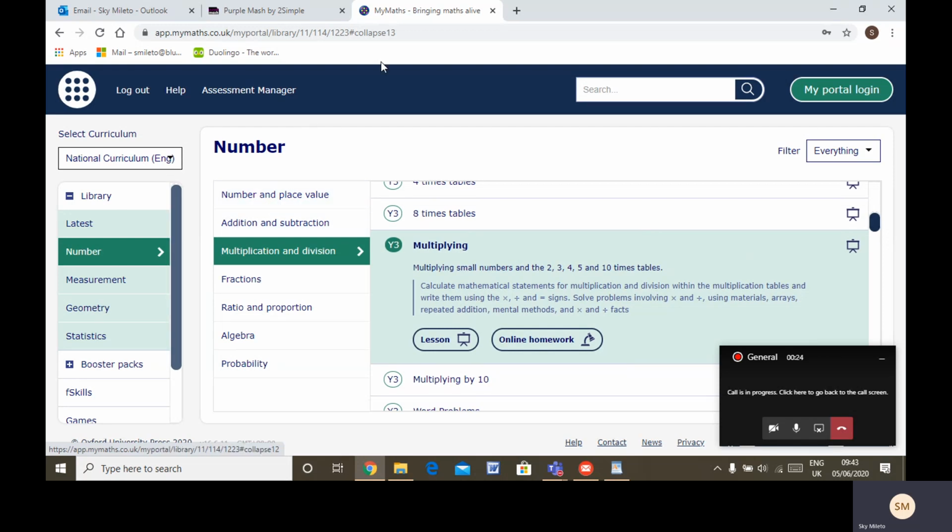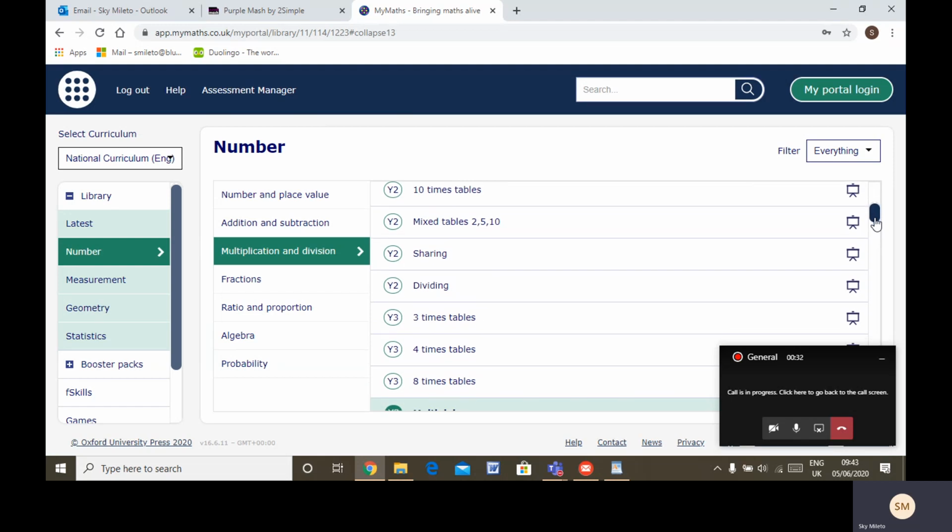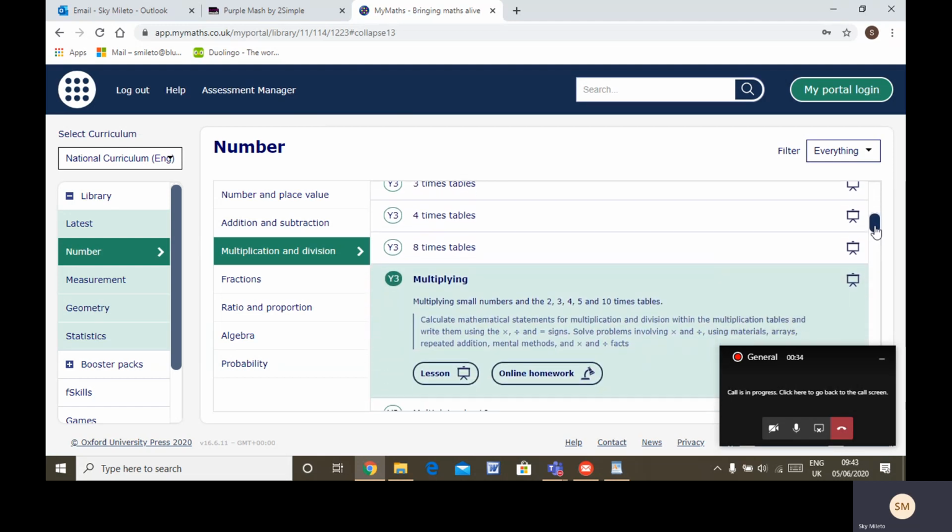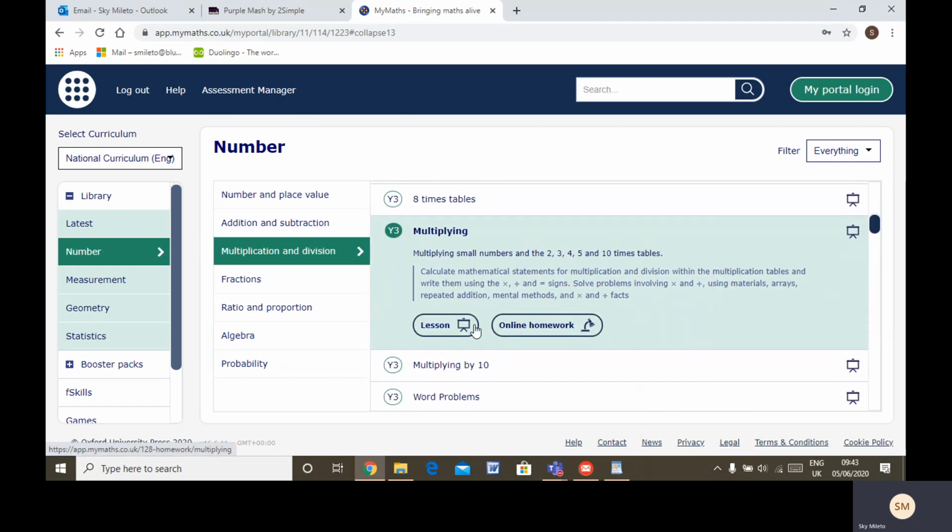Okay, so if you want to follow along with me, then you can go to library, number, multiplication and division. Now I've skipped through some of the year three lessons. We're going to go back to them. Okay, we're starting with the first lesson being multiplying. So let's give it a go.